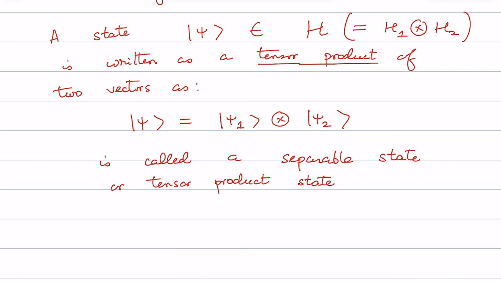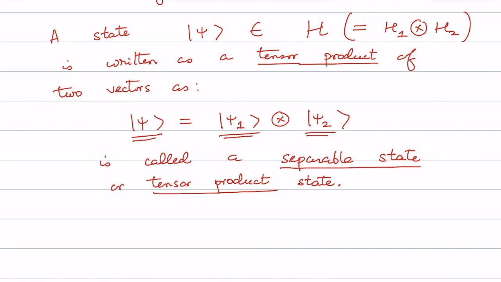The significance of this discussion will become clear to you. Some of you may find it difficult, or maybe a lot of you are already aware, but please wait and listen to these things carefully. As I will give an example, things should be clearer. Whenever we can write a composite state |psi| as a direct product or tensor product of two kets, such states are called tensor product states or direct product states, or in other words, separable states.